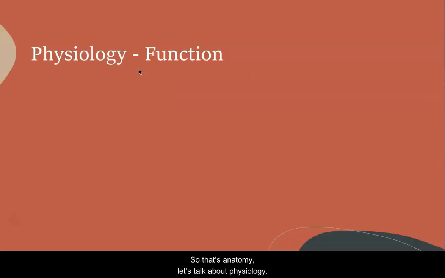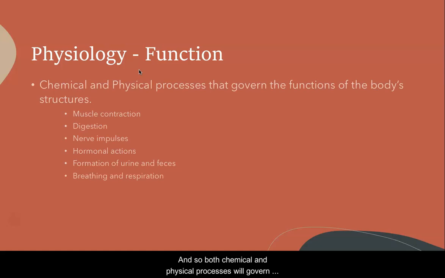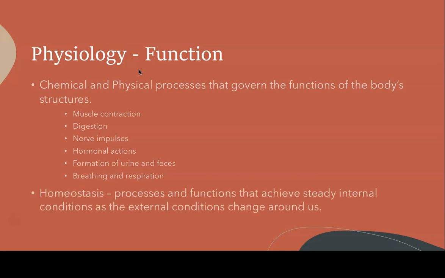So that's anatomy. Now let's talk about physiology. Physiology, like we said, we want to recognize that physiology is the study of function. And so both chemical and physical processes will govern the functions of our body's structures. Things like muscle contraction, digestion, nerve impulses, hormonal actions, formations of urine and feces, and breathing and respiration, right? So all of those things fall under the label of physiology. They are functions and processes our body goes through.